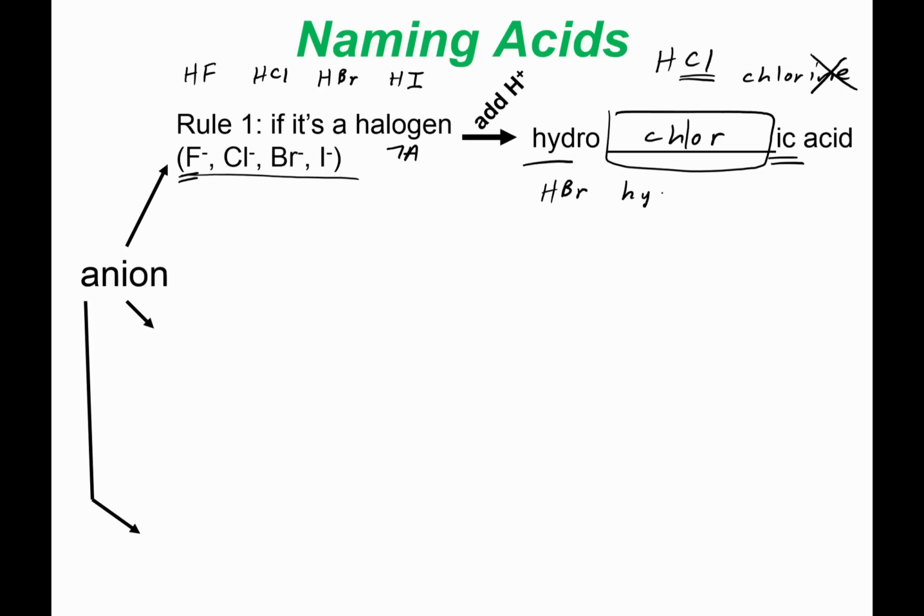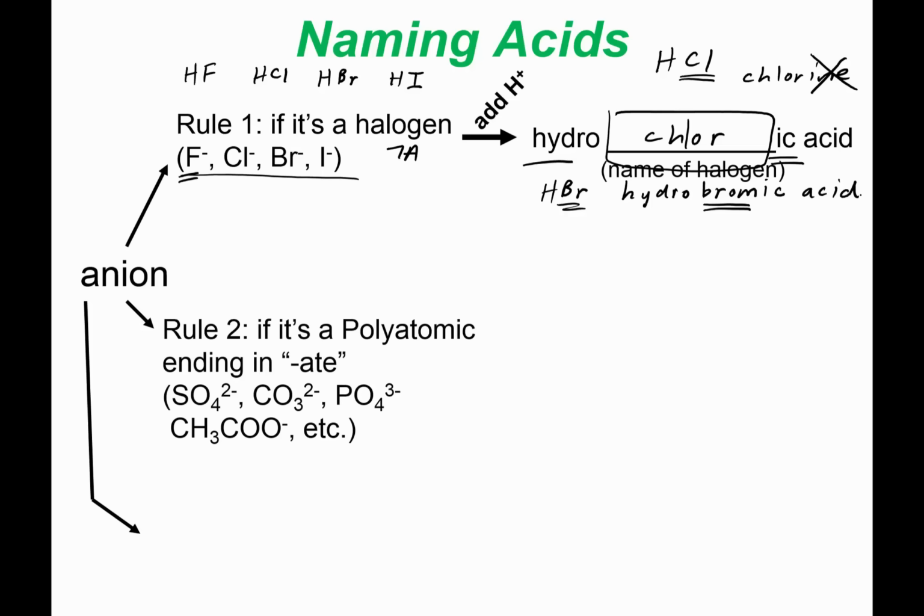Okay, if you have HBr, it would be called hydro, and this is bromine, or the ion is actually bromide. So you drop the ide part and you add ic. So this would be hydrobromic acid, with the suffix ic, and then you add acid to complete the name. There's two rules if the acid is a polyatomic anion. Okay, so if it ends in ate, you name it, you do not use hydro.